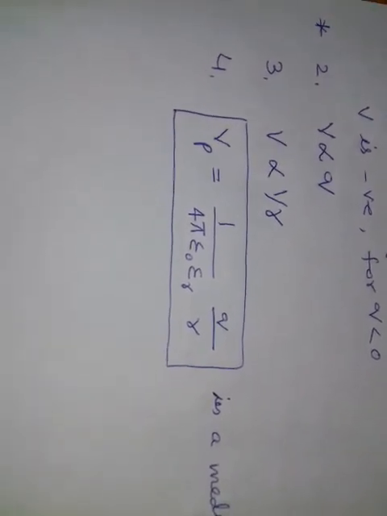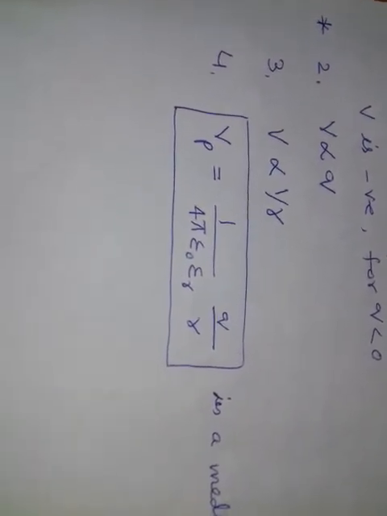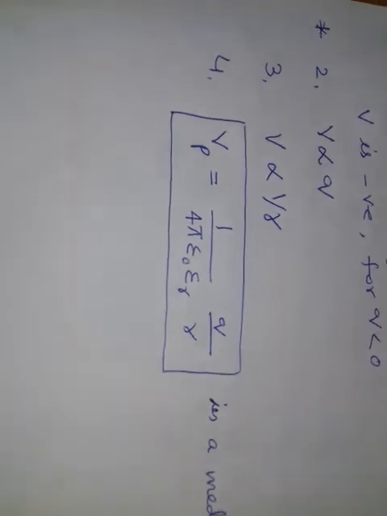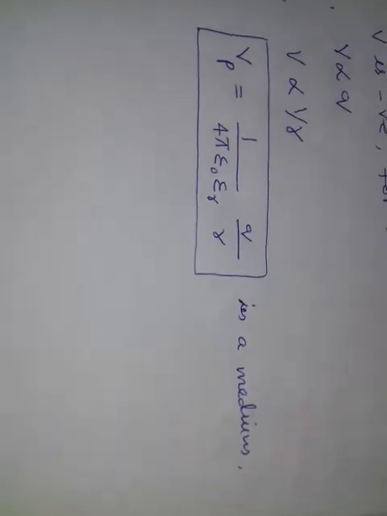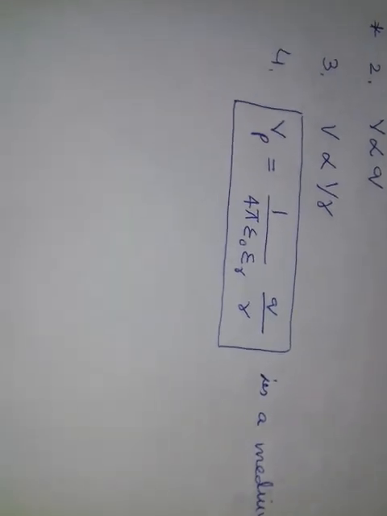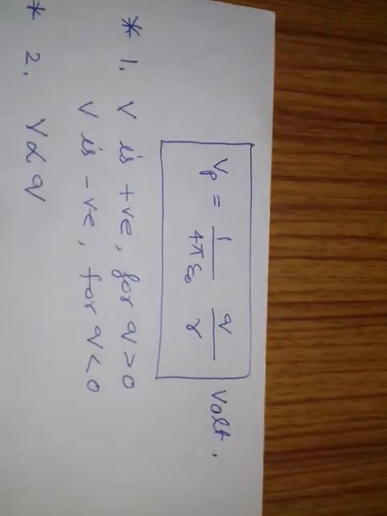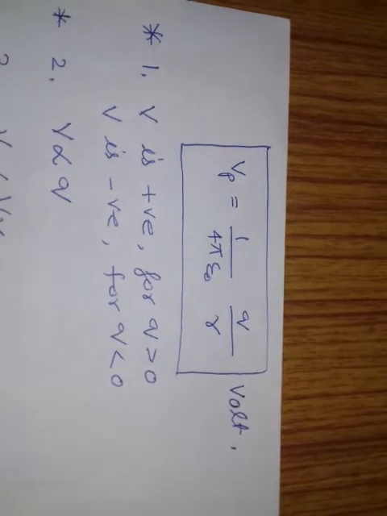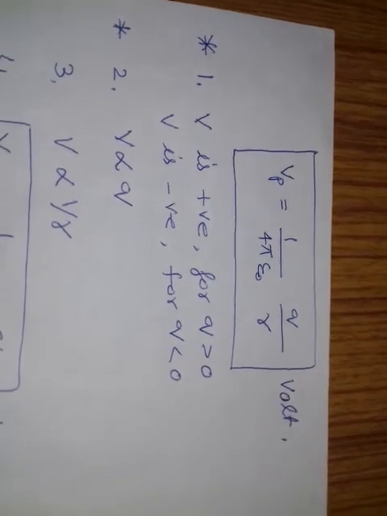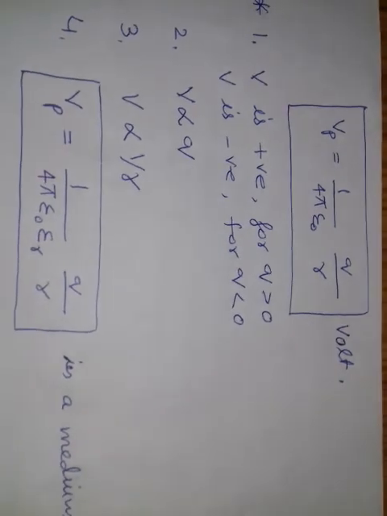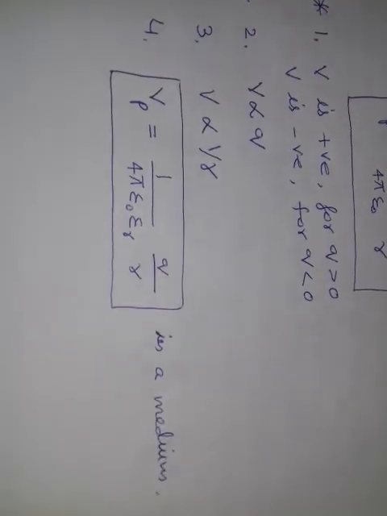Fourth, potential in a medium, Vp is equal to 1 upon 4 pi epsilon naught epsilon r Q upon r. This is the potential in a medium whose dielectric constant is epsilon r. And this formula, Vp is equal to 1 upon 4 pi epsilon naught Q upon r, is the potential in air, free space or vacuum. So this is all about the electric potential.